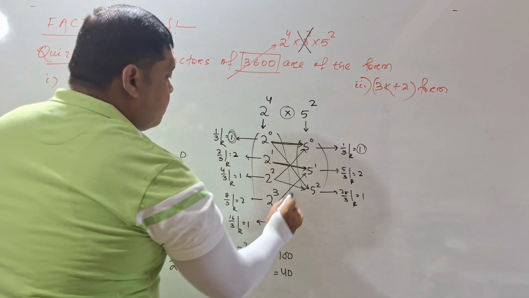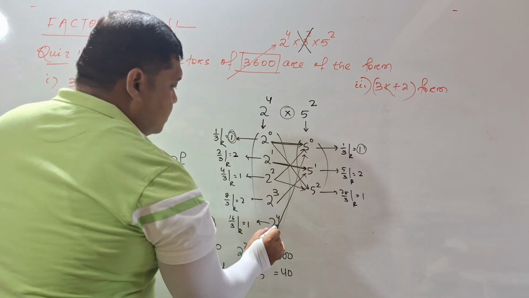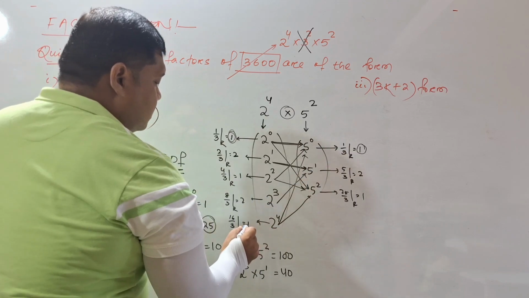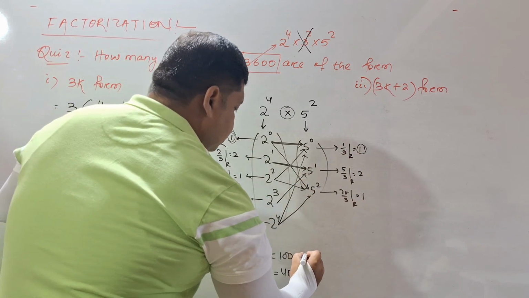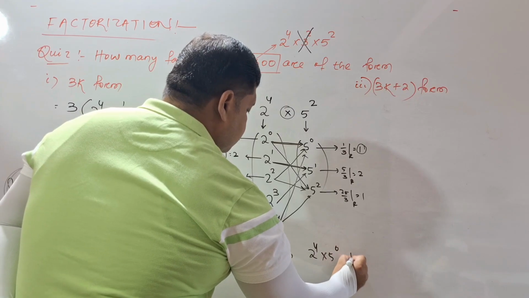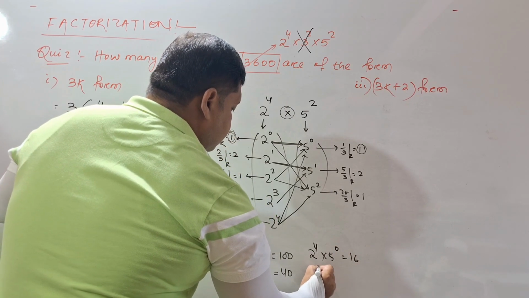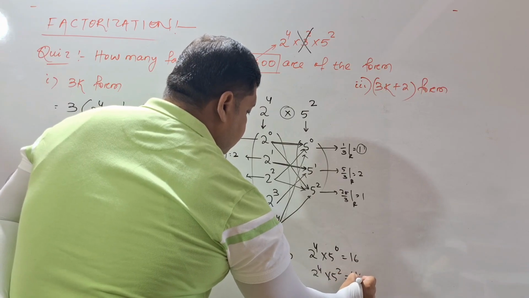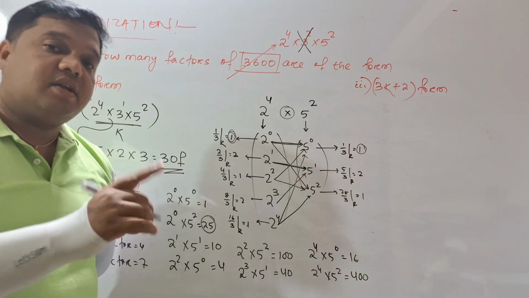Then 2 to the power 4 into 5 to the power 0. 2 to the power 4 into 5 square. Why? This is 1, this is 1. Similarly, this is 1, this is 1. So next two combinations are 2 to the power 4 into 5 to the power 0. This is 16. 15 plus 1. And here 2 to the power 4 into 5 square. 16 into 25, 400. 400 means 99 plus 1.